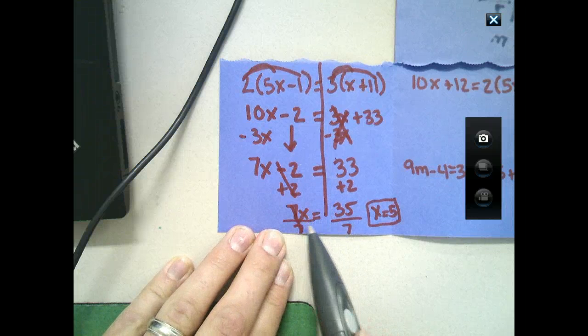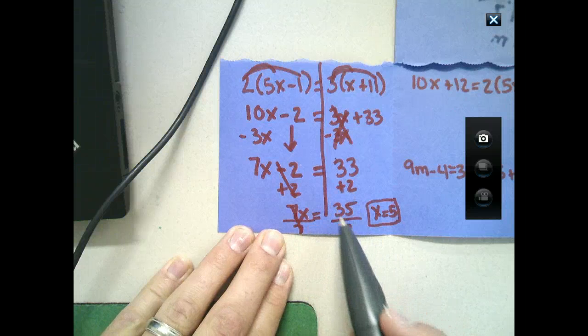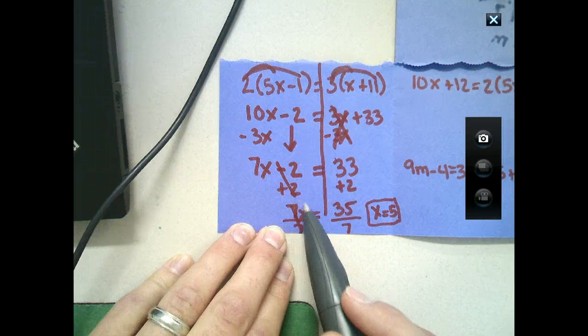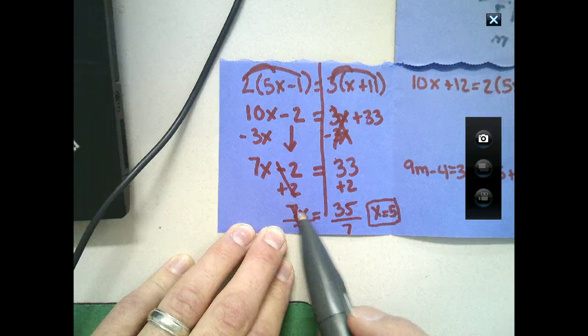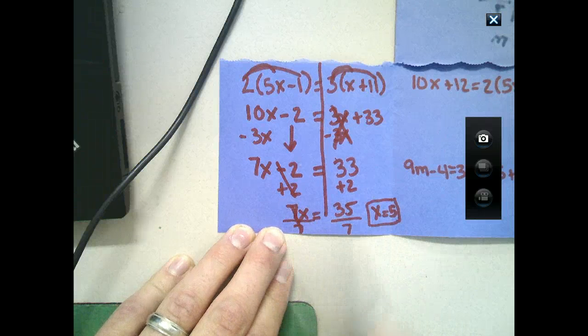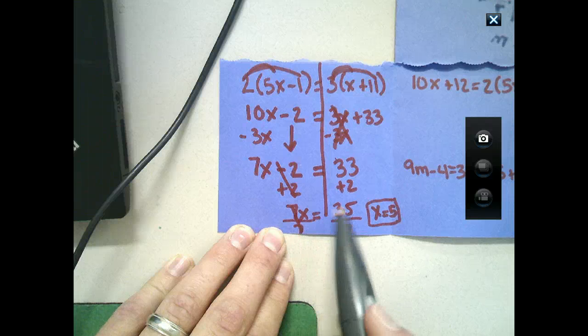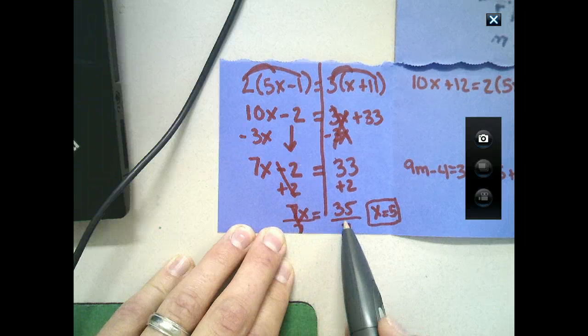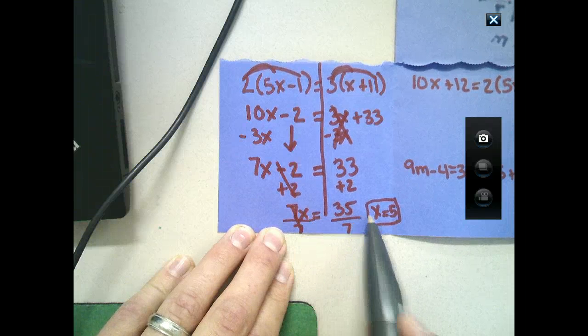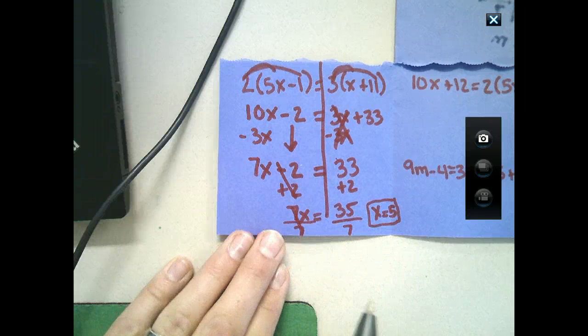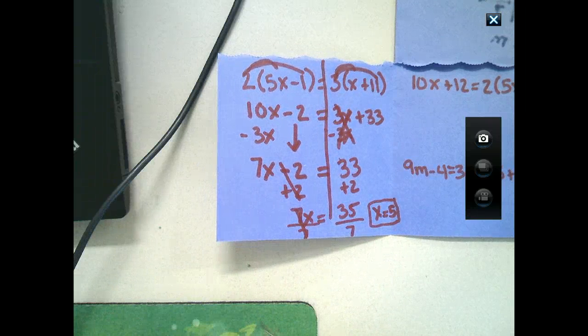When I do that, I divide both sides by 7, because again, I look at this and they're multiplying. I just want to get rid of the 7. I don't want to get rid of the x. So 7 divided by 7, 35 divided by 7. x equals 5. And I'll give you a second to finish copying that down, and then we will practice some of these.